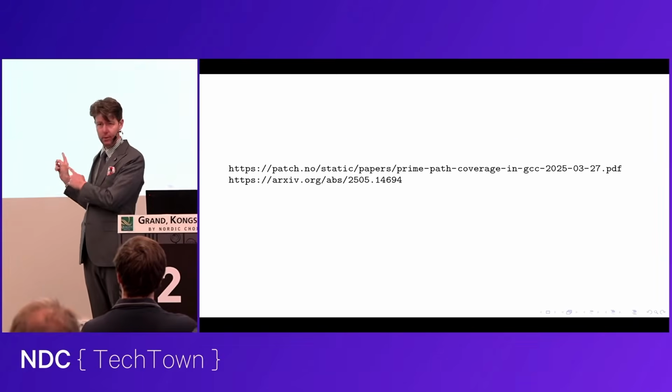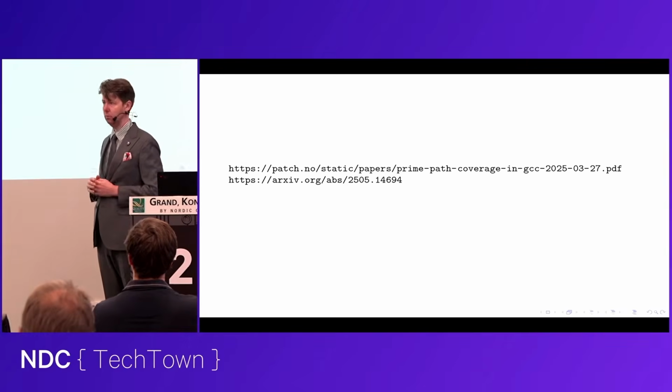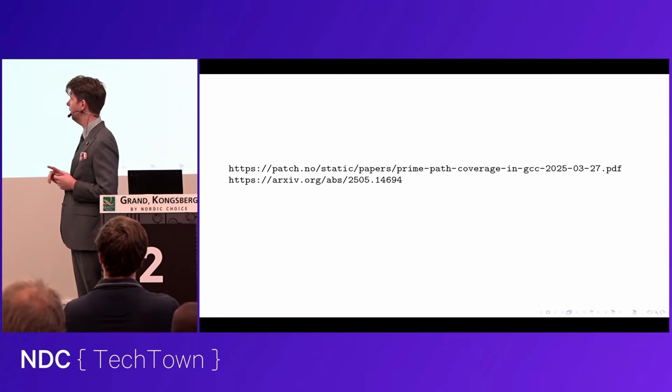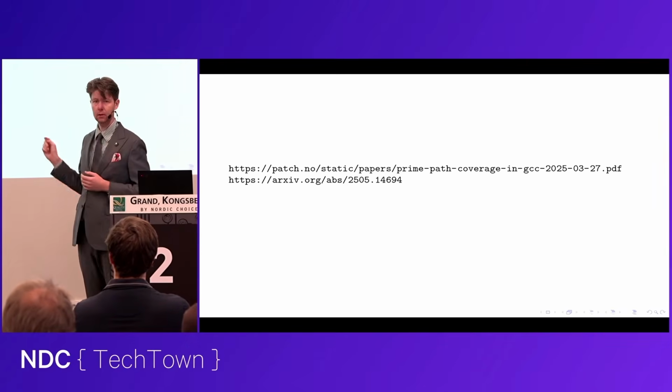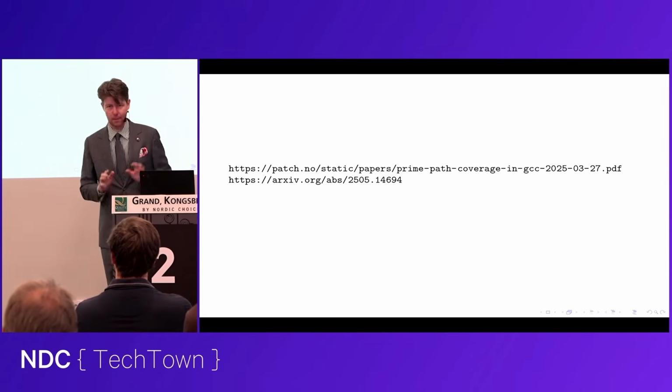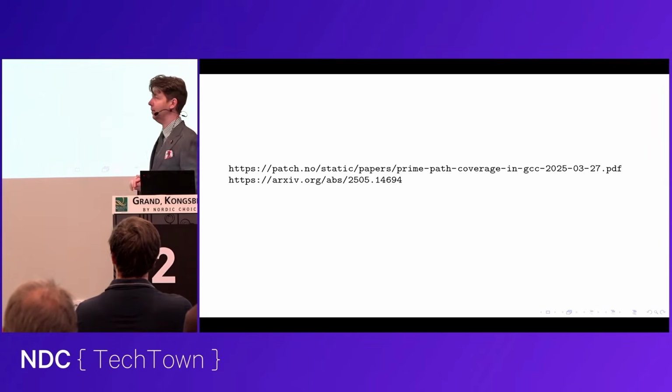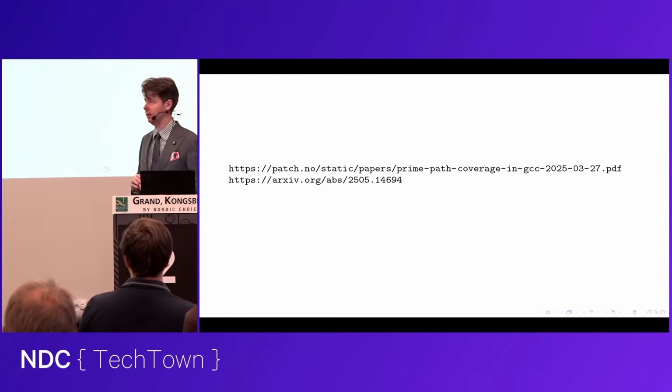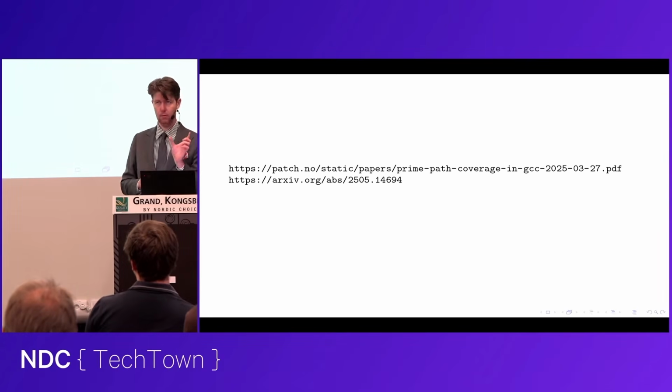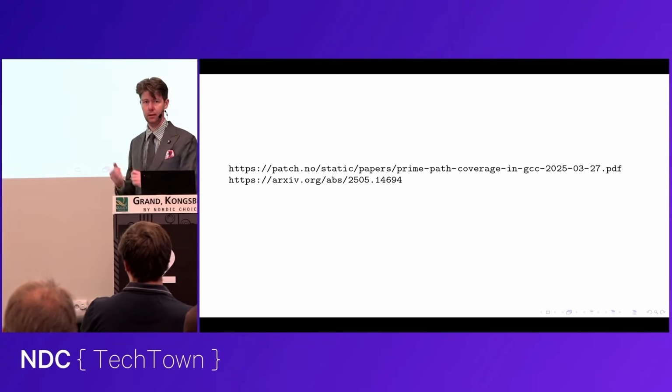I've detailed the implementation in a paper with all of the algorithms and everything, which you can get from there. Give it a second to maybe get the link. Otherwise, obviously, just search for it. If you search the terms prime path coverage in GCC, the paper usually shows up in the search engines.